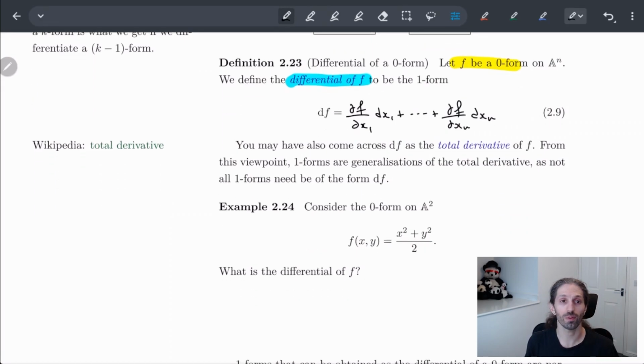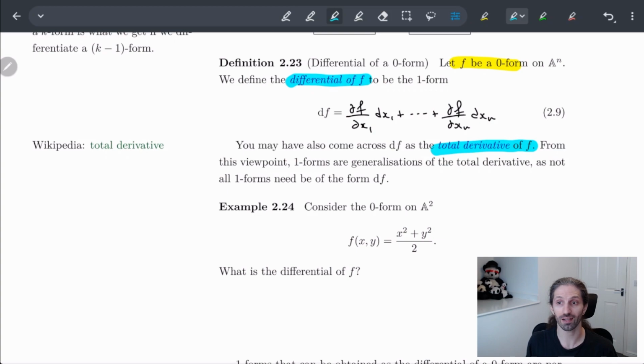Now here you might have come across this as being called the total derivative of f. So in other words, one forms are basically generalizations of the total derivative. Because the thing is, not all one forms need to be of this form. So you can have one forms that don't look like this, but some of them will.